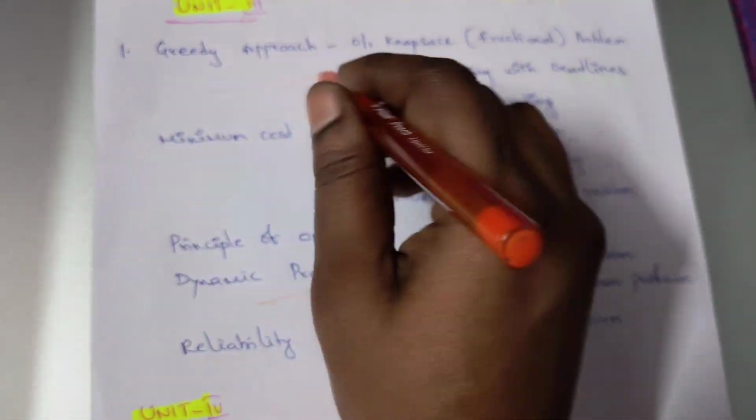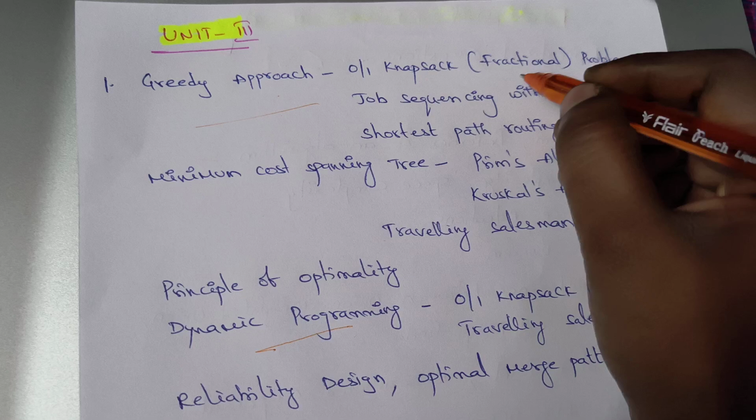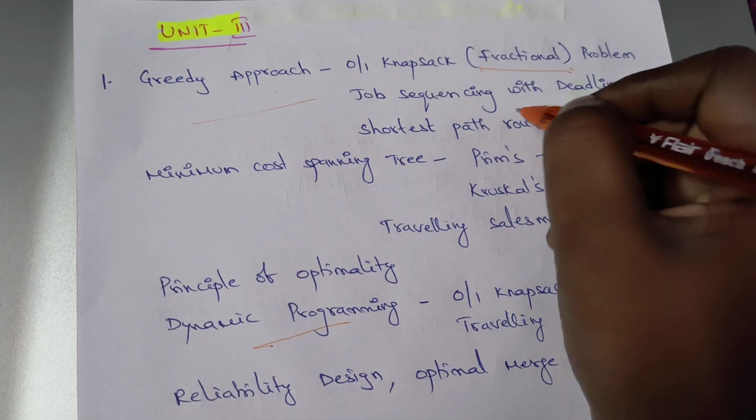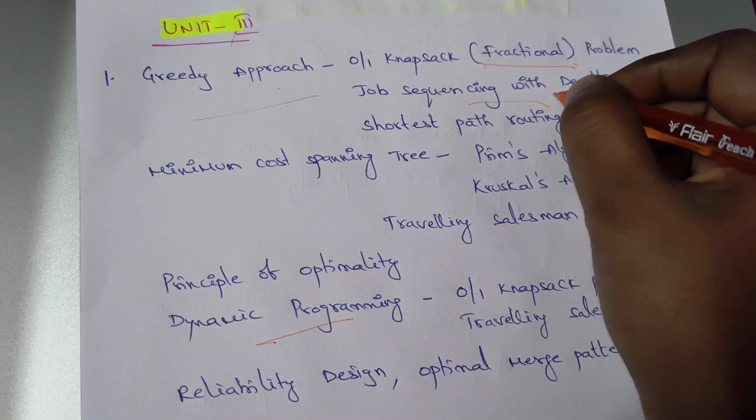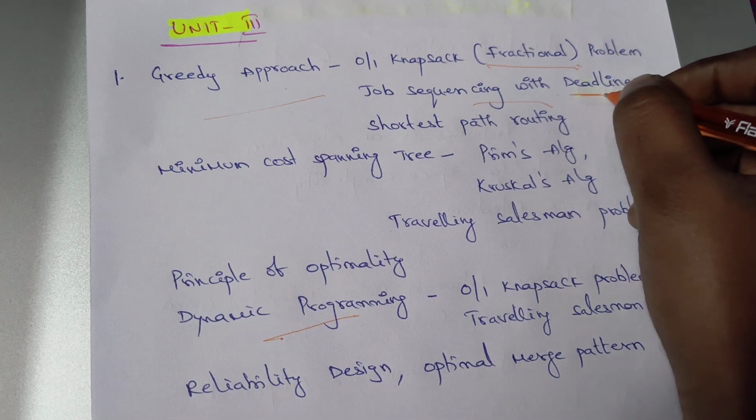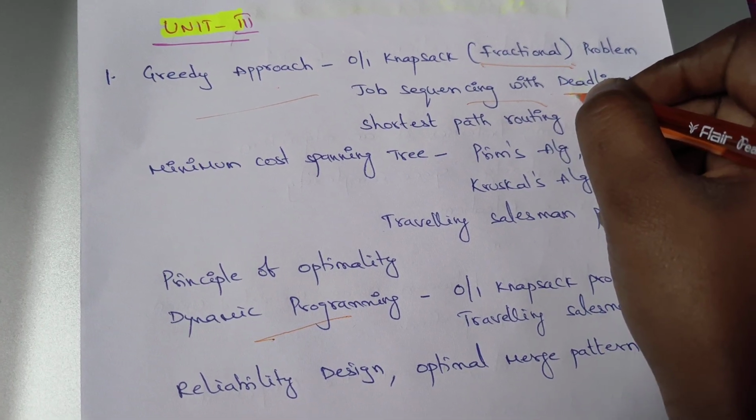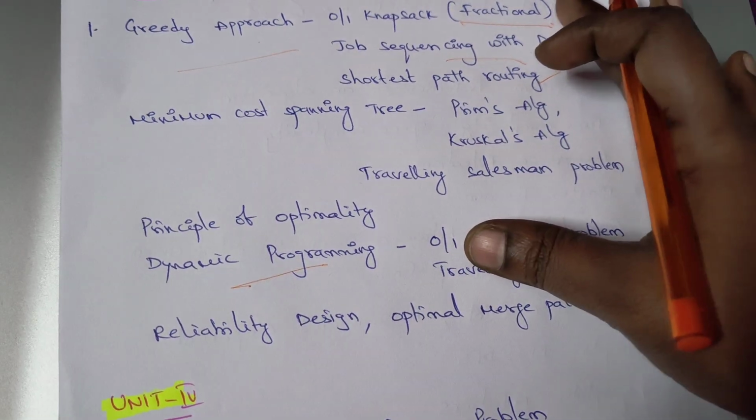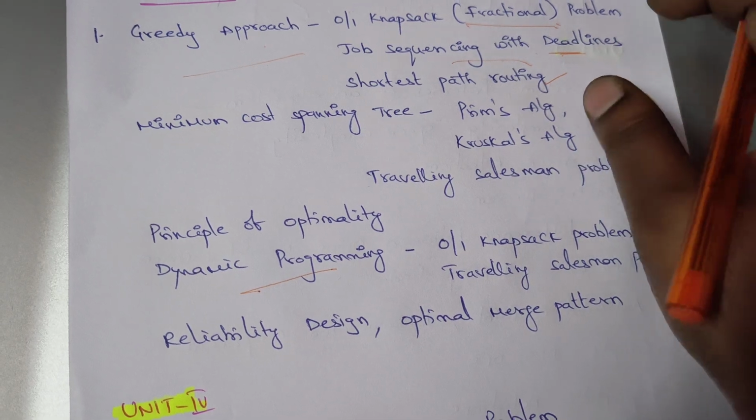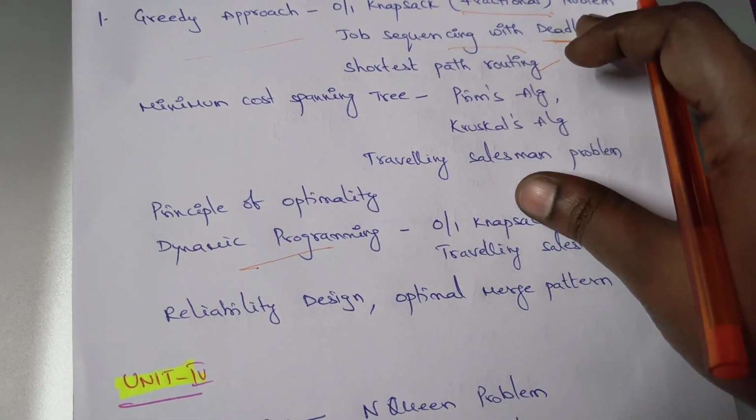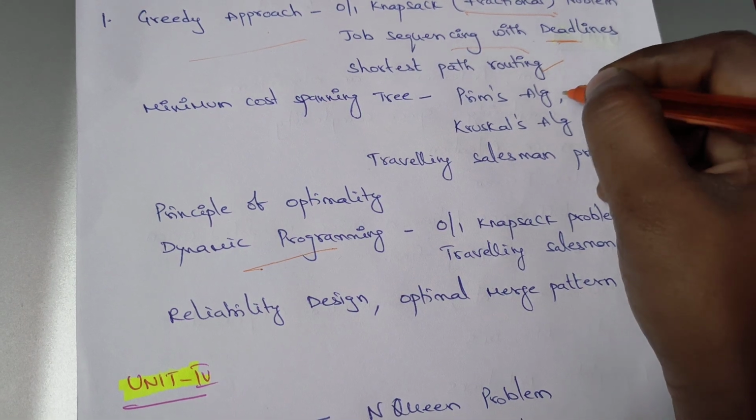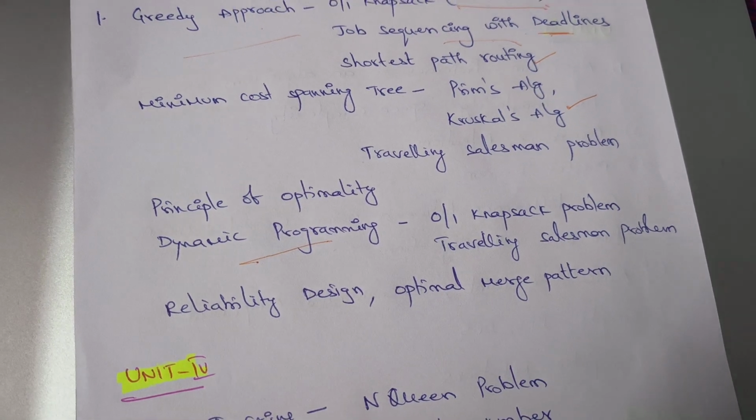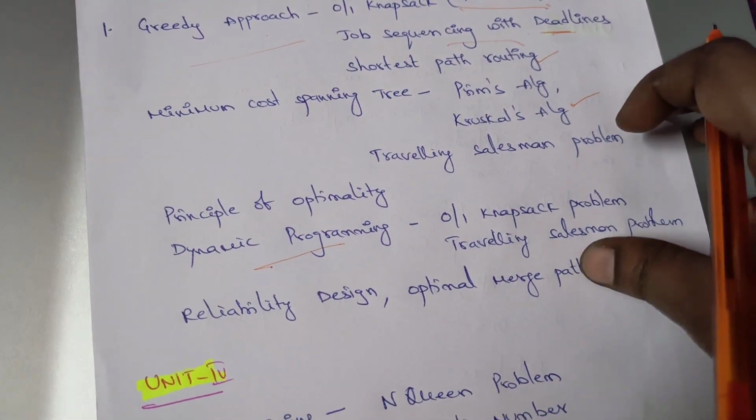These two you have to study. From the greedy approach, the fractional knapsack problem, we already covered in the previous paper. Job sequencing with deadlines: which jobs we will execute within the given deadline. It is a problem solving technique, so please see how the problem has to be solved. Shortest path routing is also called Dijkstra's algorithm, so that also you have to look into in the lecture videos. Minimum cost spanning tree, Prim's and Kruskal's. We discussed Kruskal in the previous question paper example, and the traveling salesperson problem also we discussed.